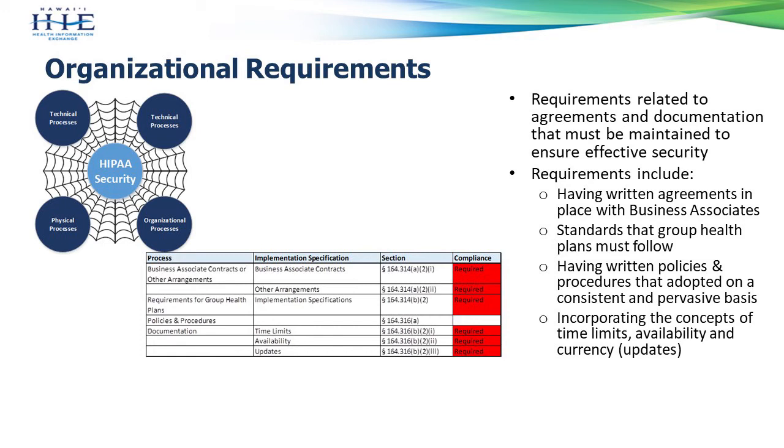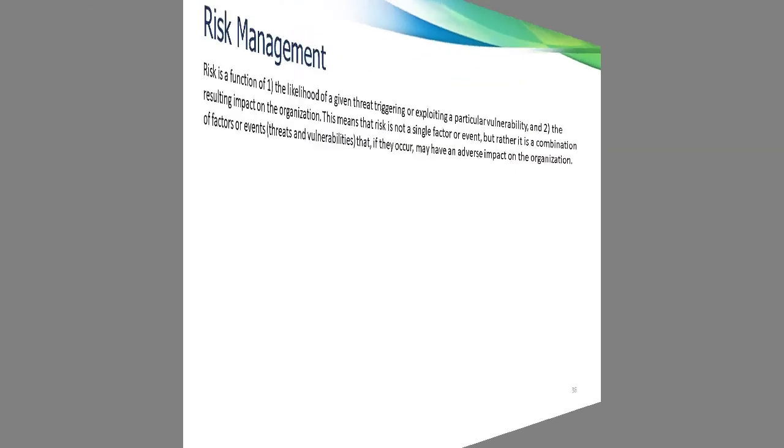Availability refers to making any documentation available to personnel responsible for implementing the procedures to which the documentation pertains. And updates, or currency, requires that a periodic review be performed to ensure that the procedures remain effective in light of any environmental, operational, or other relevant changes.